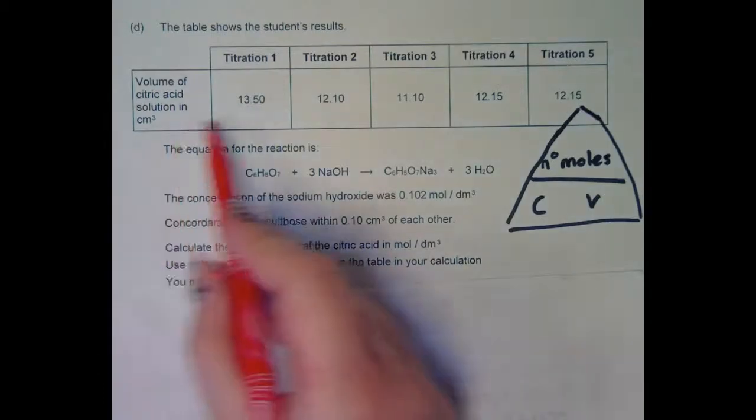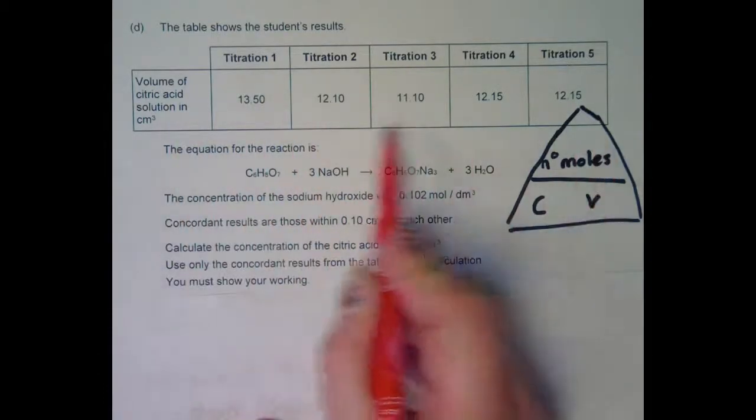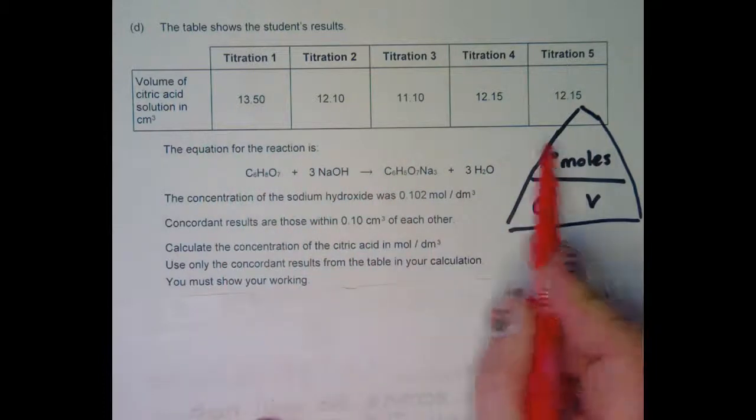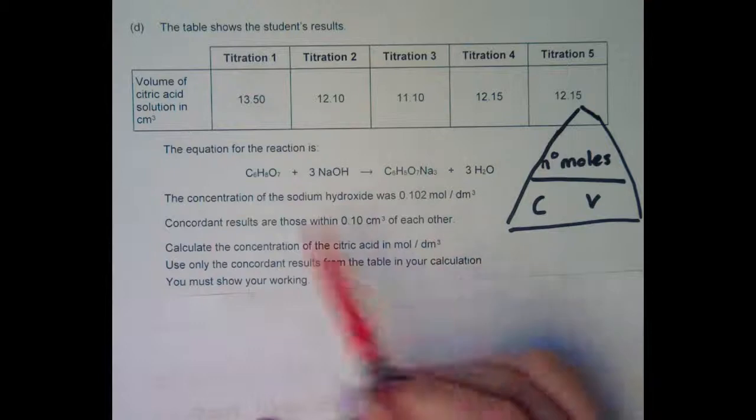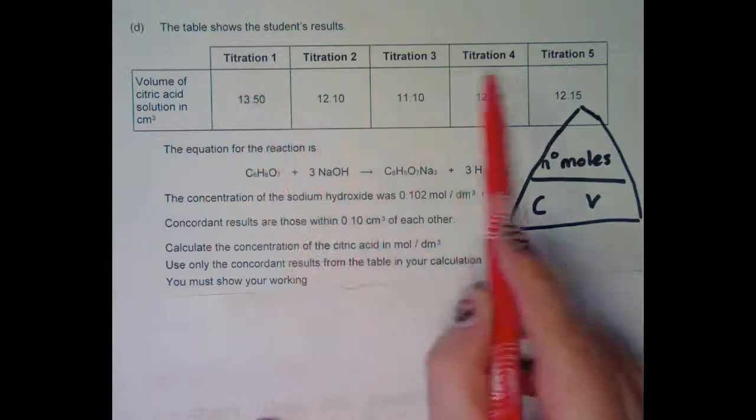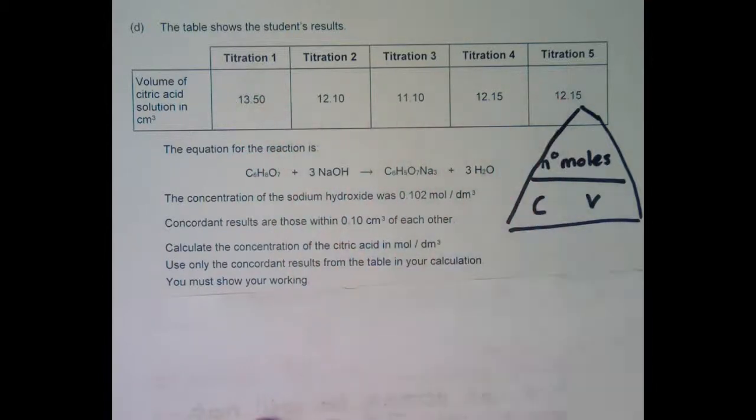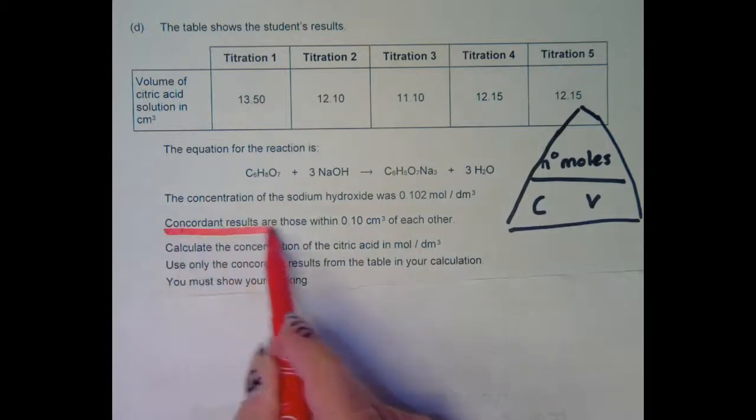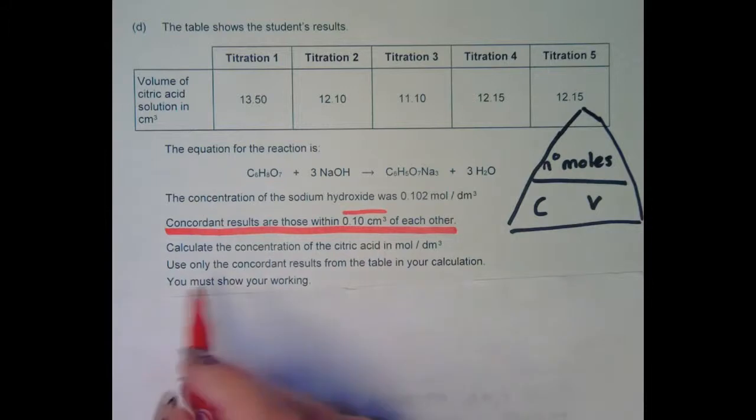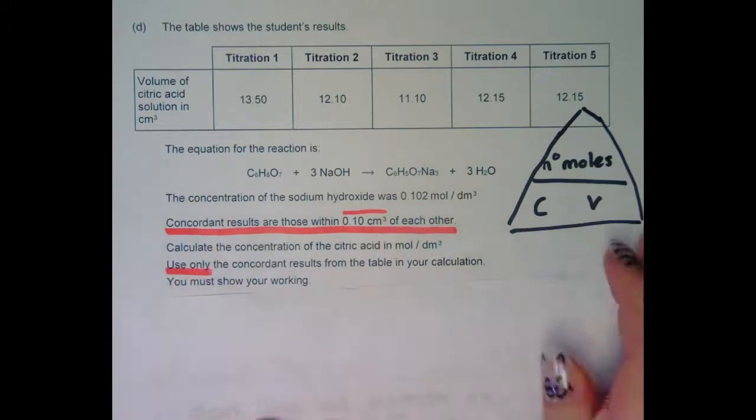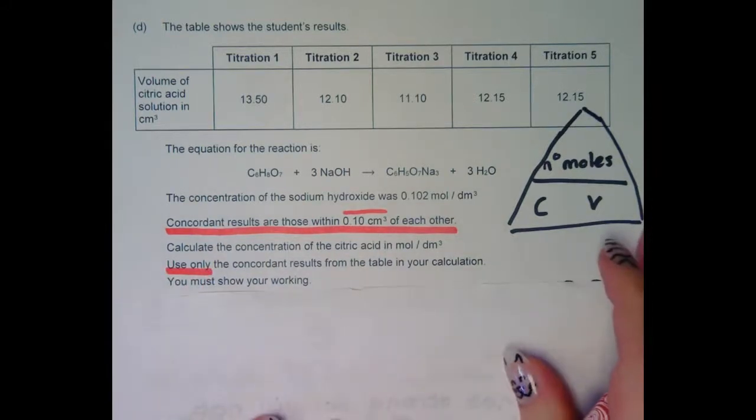Here we go. We've got some volumes of citric acid added to a solution. In the practical, they've repeated it 5 different times. Do not forget, when you're doing a titration, you must repeat the practical until you get 3 concordant results. Now the concordant results are mentioned here. Concordant results are those within 0.1 centimetre cubed of each other. It does state you must use only the concordant results in the table for your calculation.